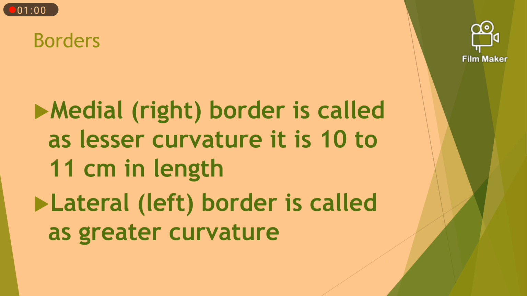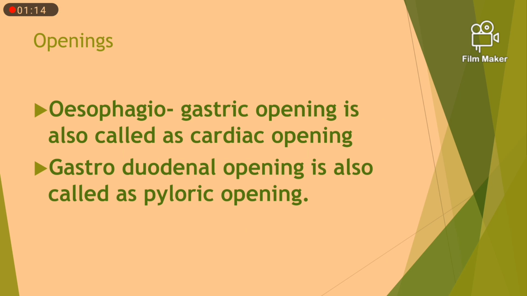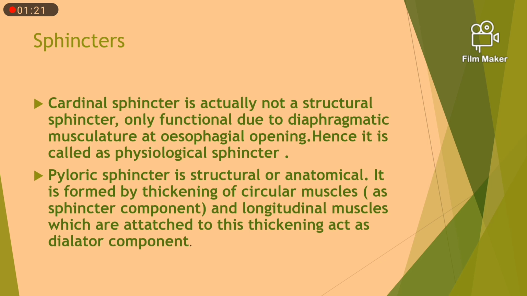The medial or right border is the lesser curvature, 11 cm, and the left border is called the greater curvature, 25 cm. Anterior superior surface and posterior inferior surface are the two surfaces. Now, two openings: the cardiac opening and the pyloric opening. Two sphincters: cardiac sphincter and pyloric sphincter. The cardiac sphincter is physiological, whereas the pyloric sphincter is anatomical.